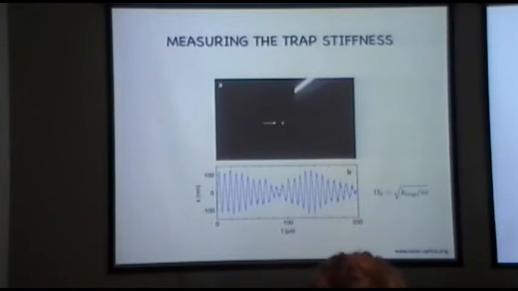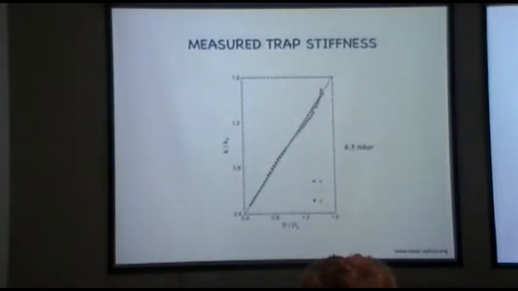This scattered light is captured by a detector that monitors the position. And this is more or less in real time the detector signal. So you nicely see this oscillation. And this scales very nicely with this formula. So it's about 125 kilohertz.